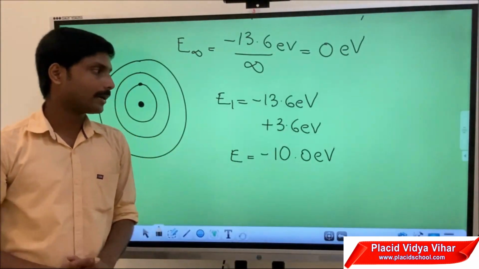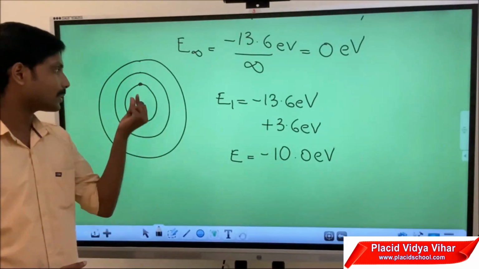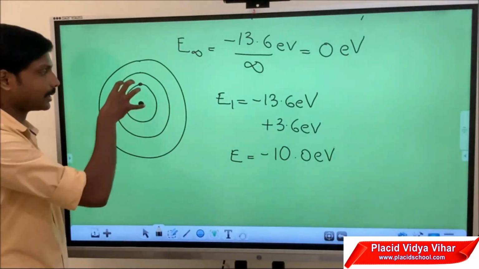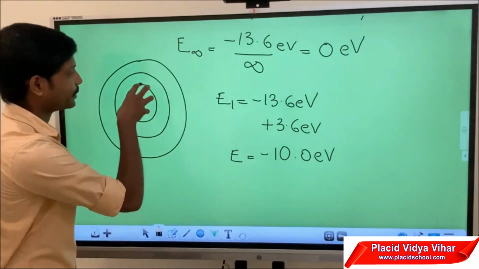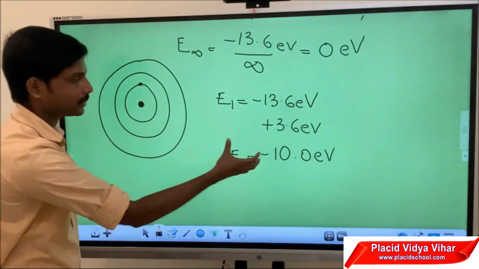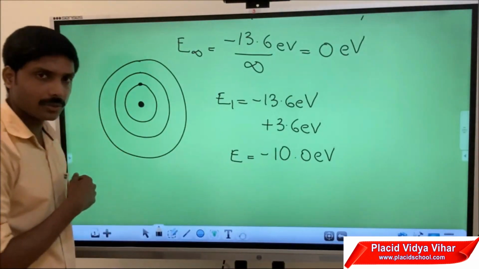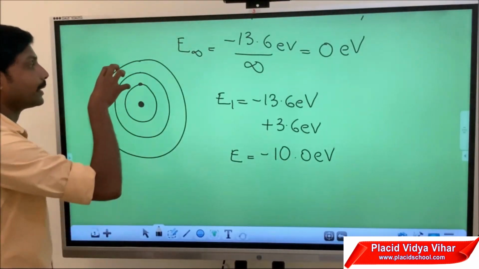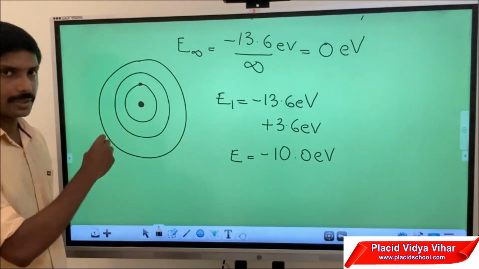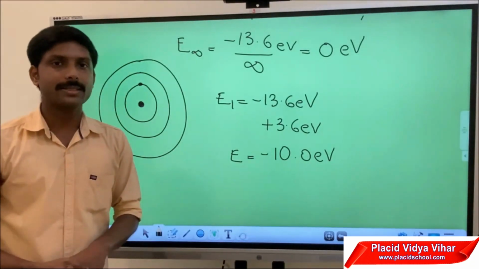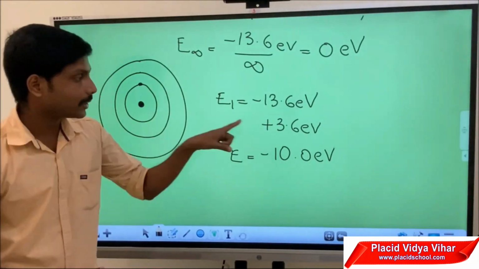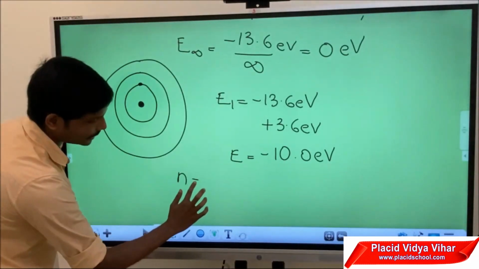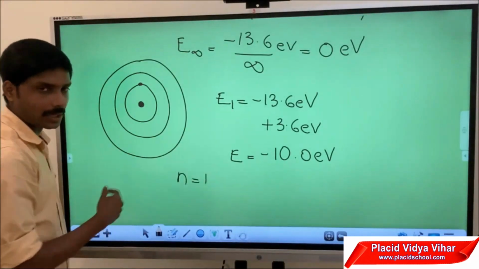So if you are supplying a value of 3.6 electron volt to this particular electron which is revolving in the first orbit or the ground state, what will happen? It will obtain some energy and it will be going to that orbit, which will be having a value of 10.6 electron volt. So when it is going to such an orbit, here it is said to be in an excited state. So here when it is revolving in the first orbit, the value of n is 1. That is the ground state.